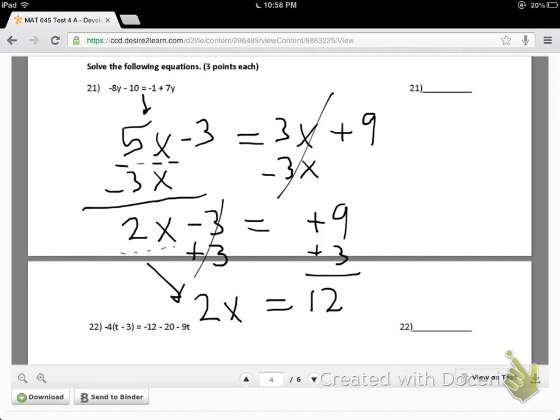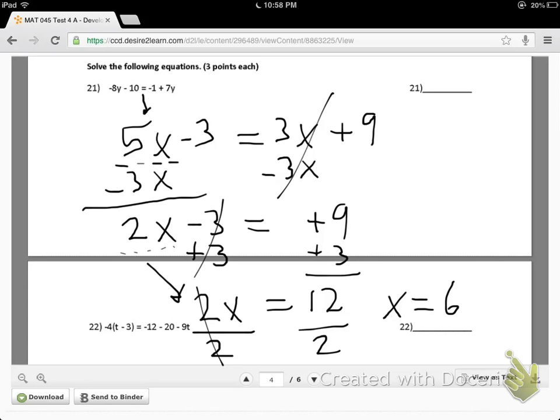How do I get rid of the number next to the letter? You divide by the number next to the letter. So here we go, 2 times x. How do I get rid of the 2? The opposite of multiplication is division. You don't get rid of it, that actually makes it 1, the 1x you're looking for. 2 divided by 2 is 1, but don't forget to do it to the right. Finally, x equals 6.